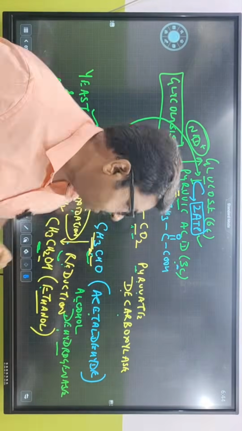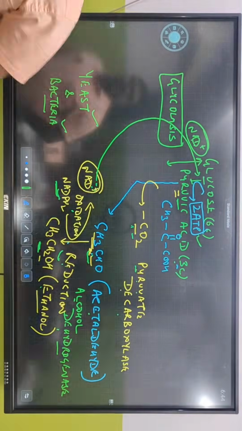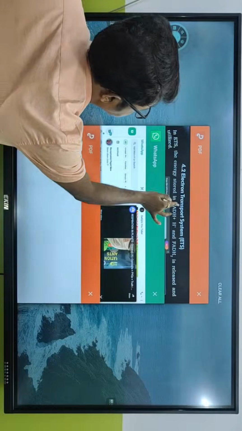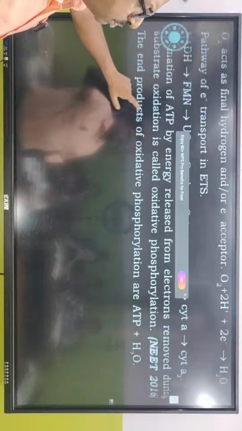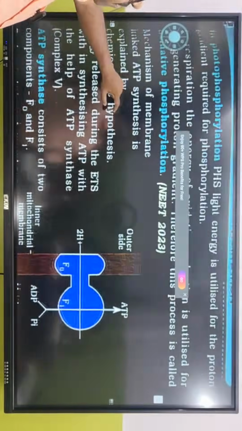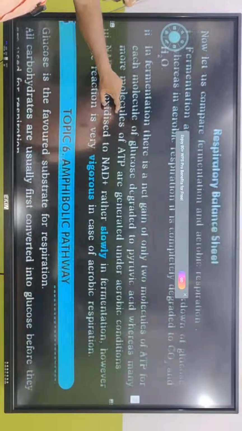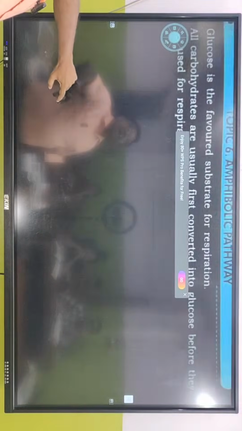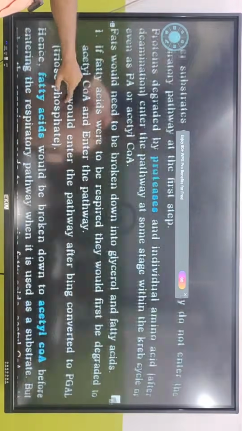Now see this step. ETS we have already done in the very last class. We have already covered it. Fine, we have talked about the F0, F1 particle. This is the respiratory pathway. See, amphibolic pathway is our next point. Why is it called amphibolic pathway? What is the meaning of amphibolic pathway?